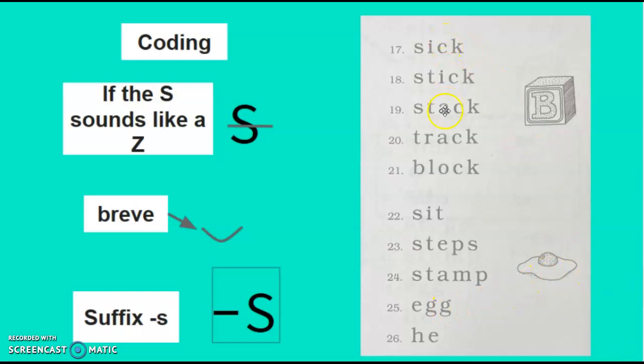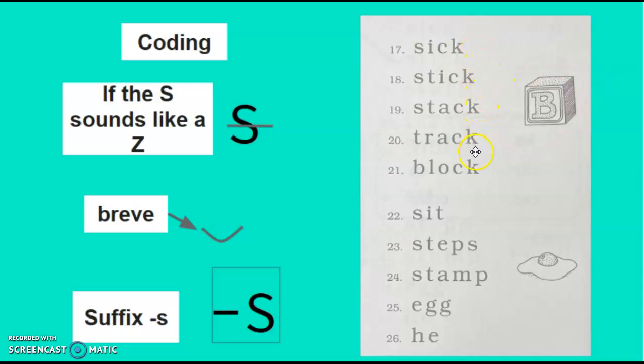Now I'll go ahead and code 17 through 26. A breve is used for the short vowels, like S, I. If it says its name, you put a straight line above it. If it doesn't say its name, you'll put a breve above it. S-I-K. A breve goes above this I. 18. St-I-K. The I has a breve above it.